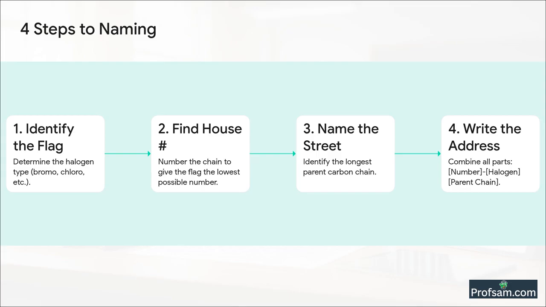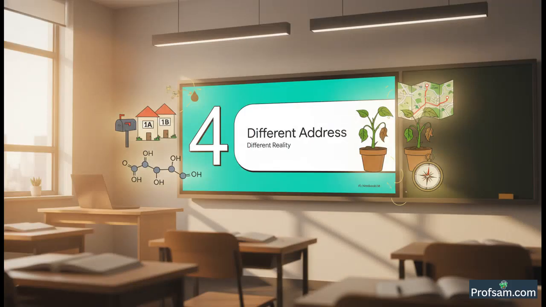How many houses or carbons are there in the longest continuous chain? That gives you the parent name, like propane or butane. And finally, step 4, write the full address. Just put all the pieces together in the right order. Simple.